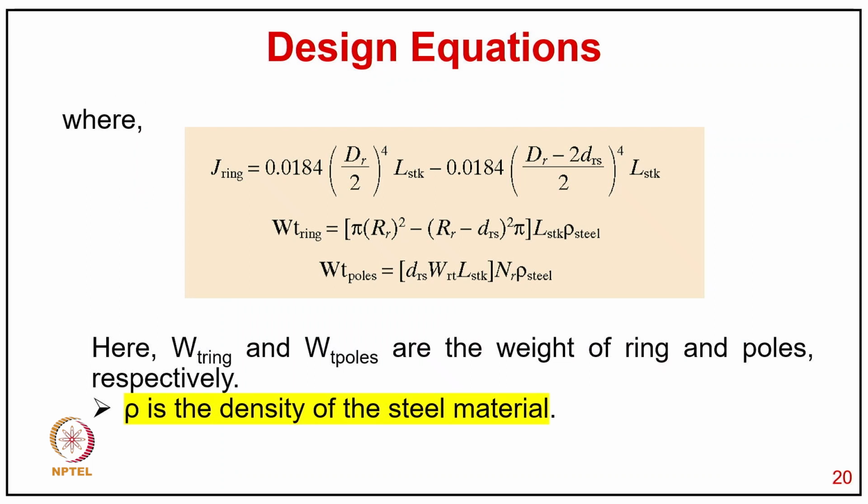is equal to 0.0184 (DR by 2) to the power 4 LSK minus 0.0184 (DR minus 2 DRS by 2) to the power 4 LSK. The WT ring equals pi (RR square minus (RR minus DRS) square) into LSK into rho steel, and WT poles is DRS with respect to LSK into NR into rho steel, that is the density of the steel. Here WT ring and WT poles are the weight of the ring and poles respectively, and rho is the density of the steel material.